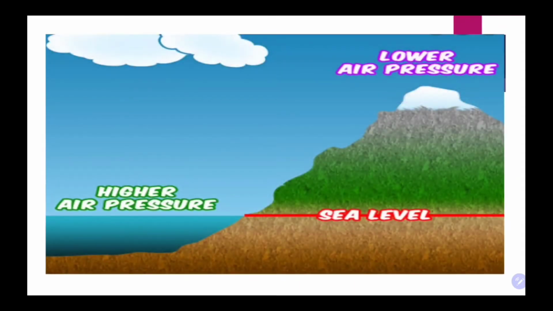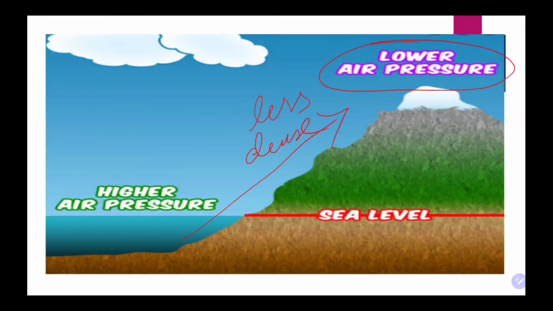This is another diagram. You can see with the increase in height, the air has become less dense, so the air pressure has become low. Whereas with decreasing height, the air is comparatively denser, so the pressure is high. So this is how altitude and atmospheric pressure are related.